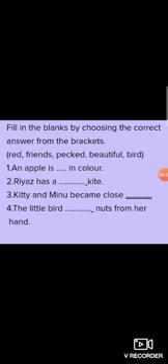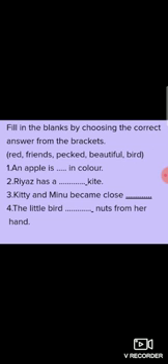Next one is fill in the blanks by choosing the correct answer from the brackets. In the brackets, we can see some words. You have to choose the appropriate answer and fill the blanks. Okay, I'll read the bracket words for you. Red, friends, pecked, beautiful, bird. Now, I'll read the first sentence for you. An apple is dash in color.